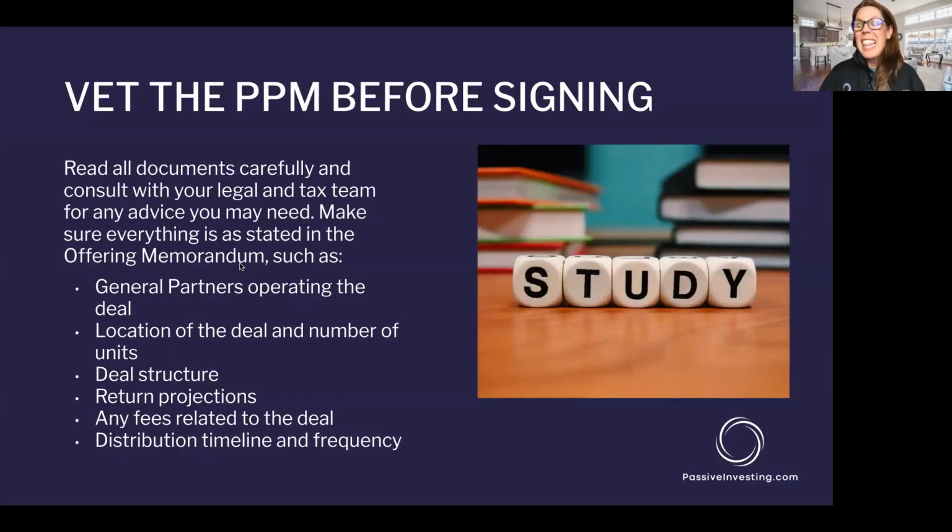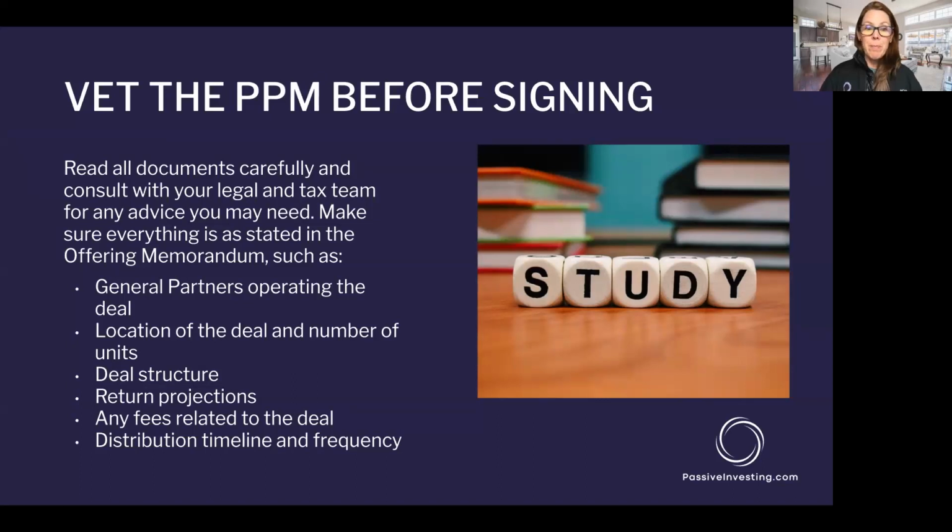All right, that $300-400 you might spend to have that PPM reviewed might seem like a hefty price tag, but just think about it. If you're investing $50,000, $100,000, $250,000, $1 million, that $400 just to have that lawyer do a cursory review of the document, to make sure it has all the things in there that it needs to have to be legally compliant, is part of your due diligence.